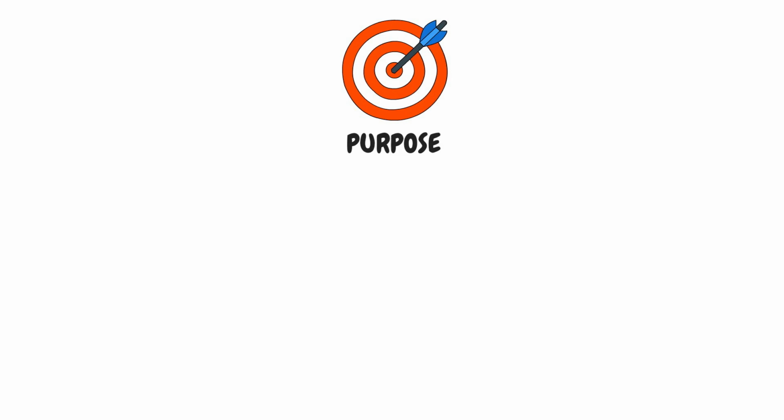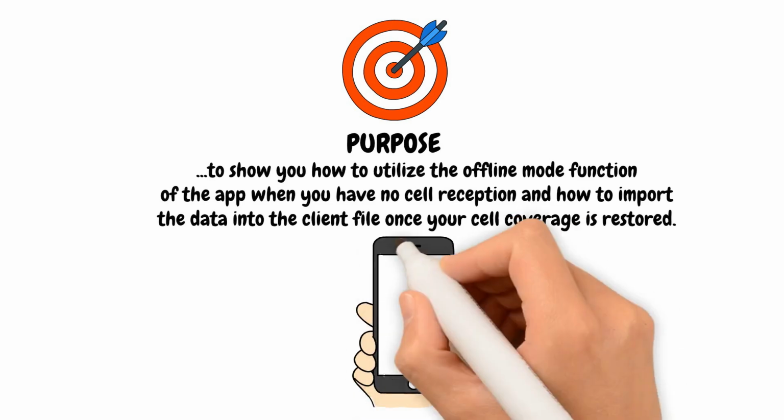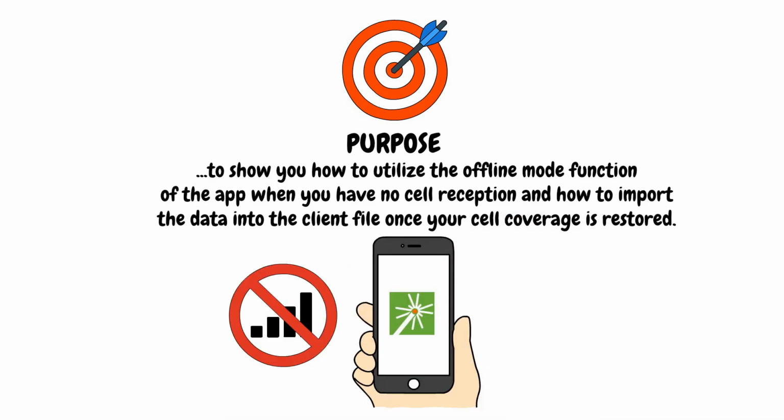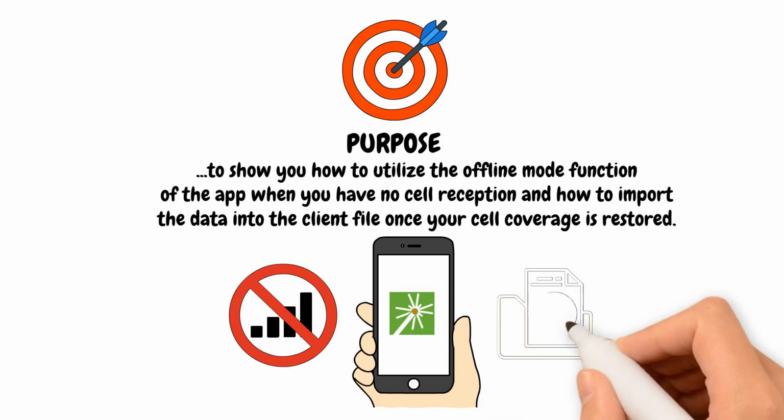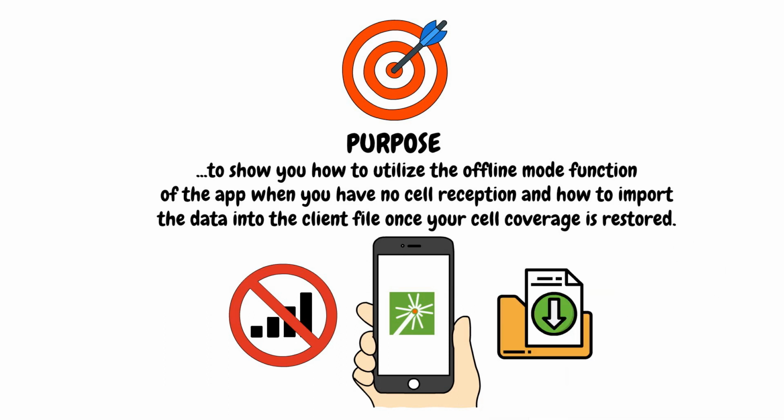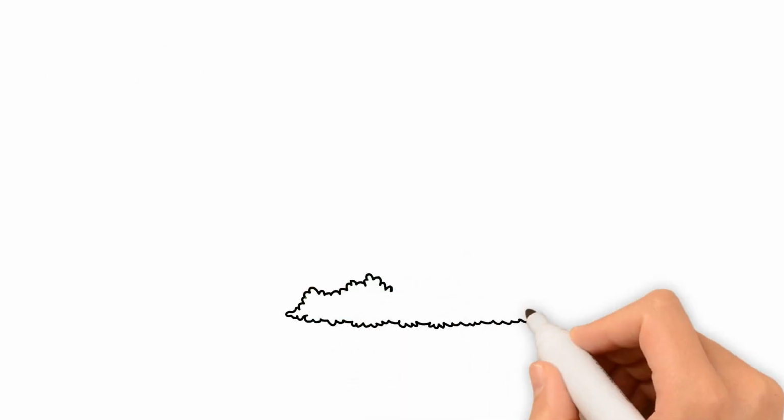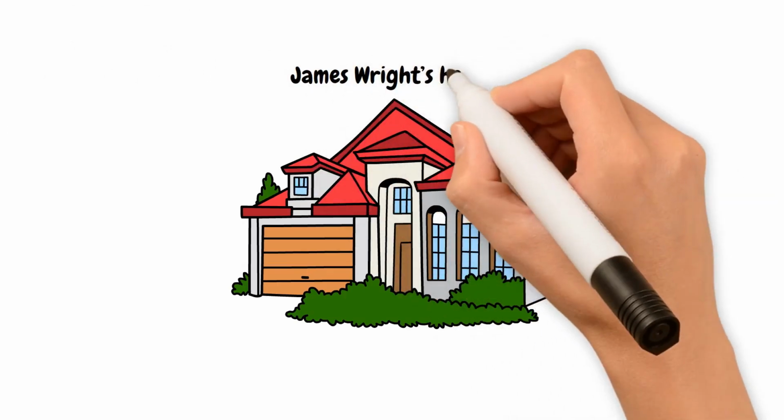The purpose of this session is to show you how to utilize the offline mode functionality in the app when you have no cell reception, and how to import the data into the client file once your cell coverage is restored. For this example, we are going to visit client James Wright's home.